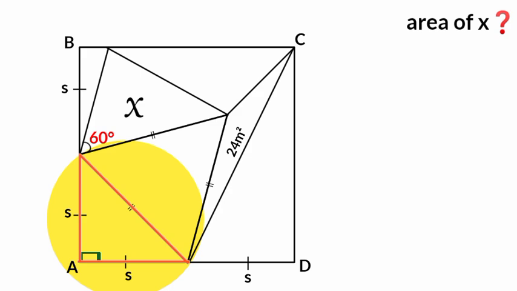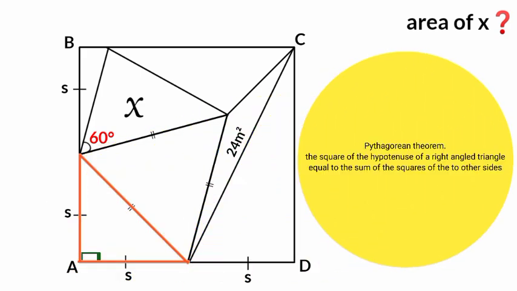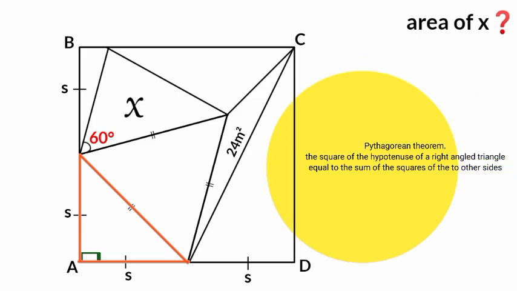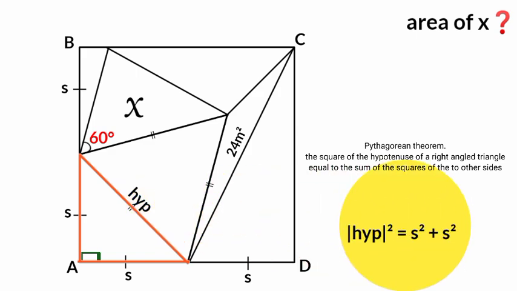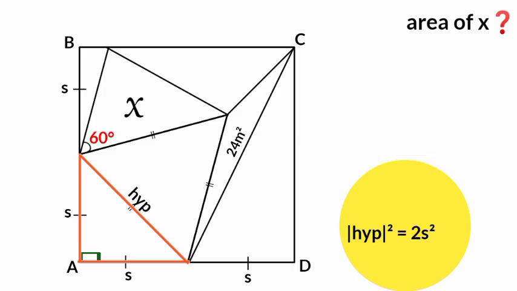So we can use the Pythagoras theorem, which states that the square of the hypotenuse of a right angle triangle is equal to the sum of the squares of the two other sides to find the length of this side. It is the hypotenuse because it is the side facing the right angle in the triangle. So based on the Pythagoras theorem, hypotenuse squared equal to S squared plus S squared. S squared plus S squared is 2S squared. So hypotenuse squared equal to 2S squared.